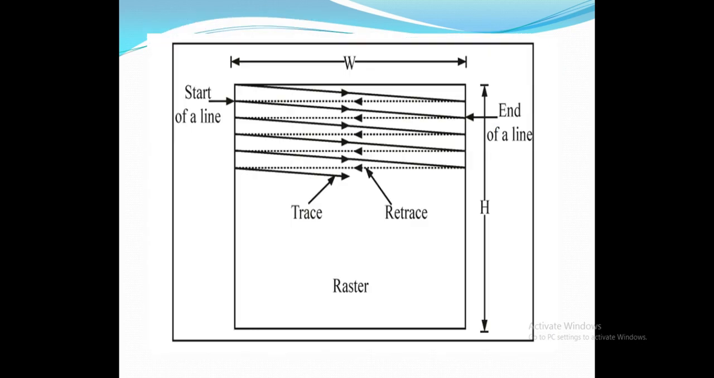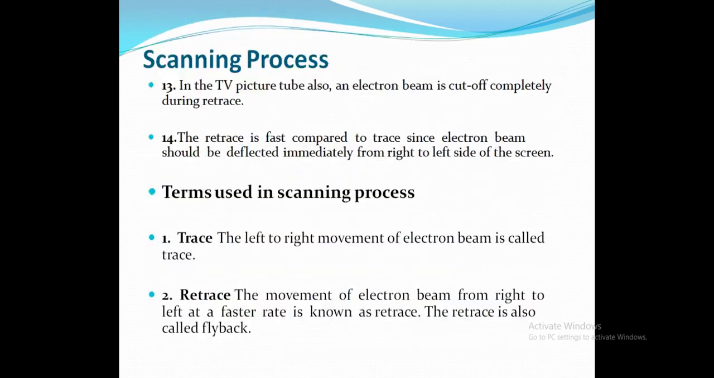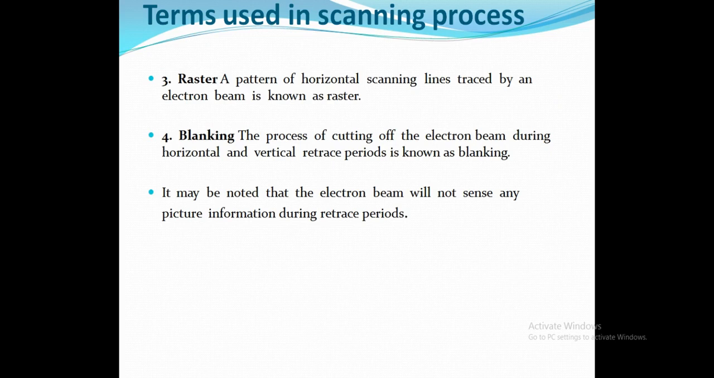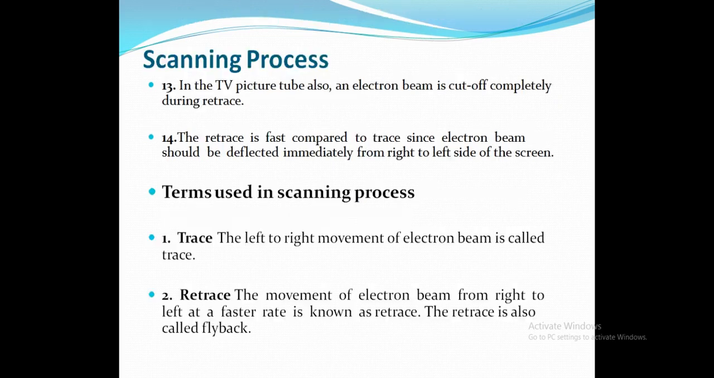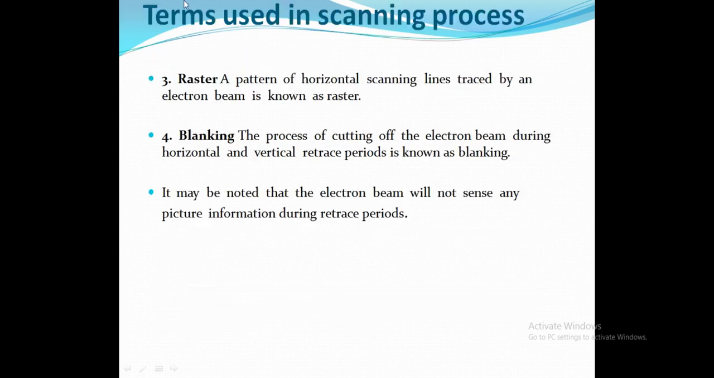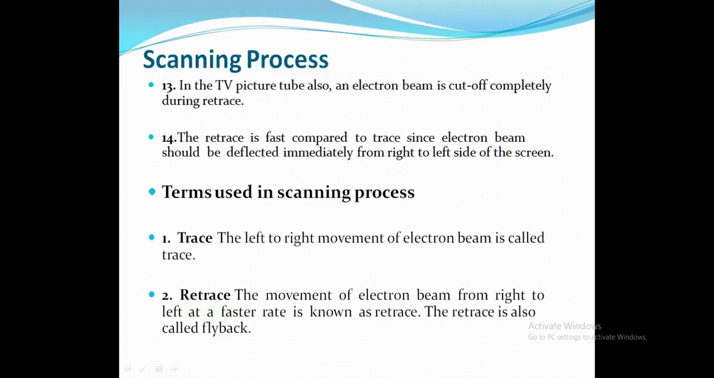In the scanning process we have some terms: trace, retrace, raster and blanking. First of all, trace is the left to right movement of the electron beam. The movement of the electron beam from right to left is known as retrace. The raster is the pattern of horizontal scanning lines traced by an electron beam. Blanking is the process of cutting off the electron beam during the horizontal and vertical retrace periods.